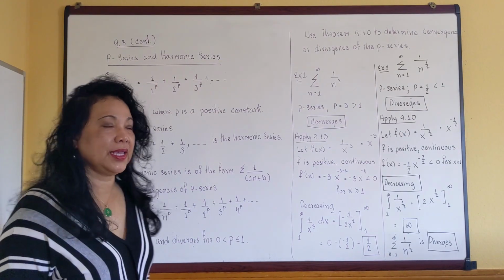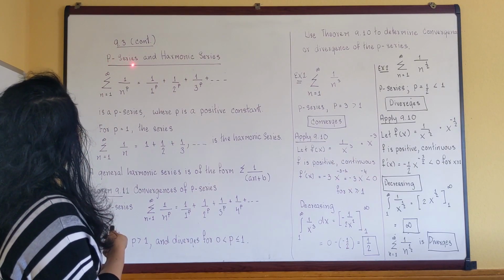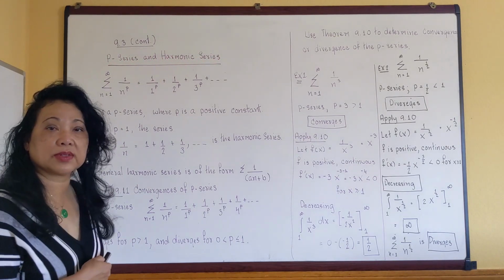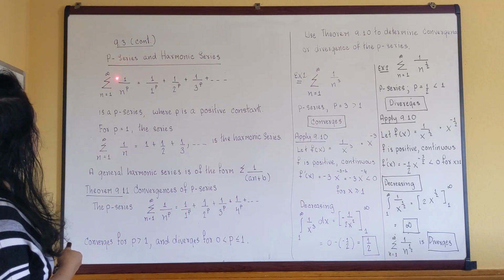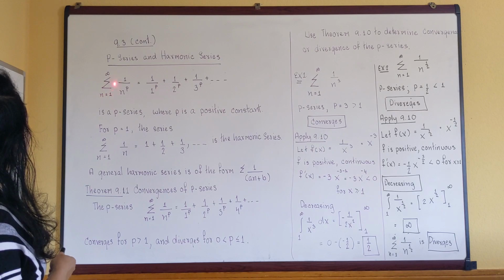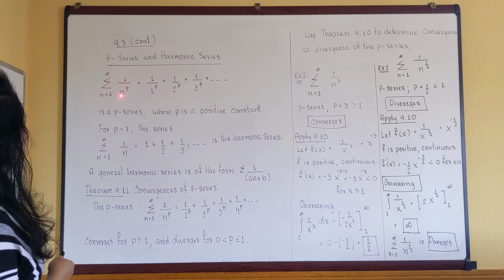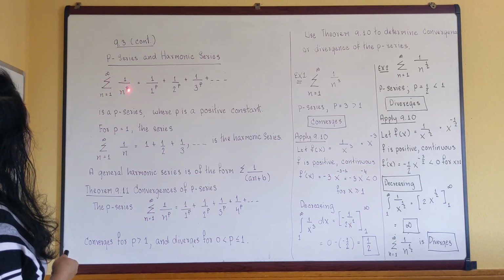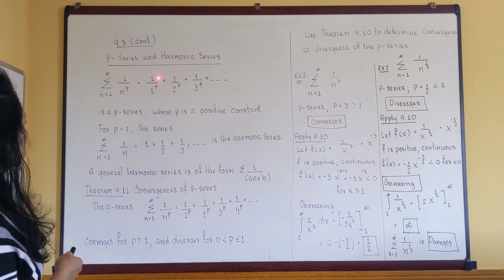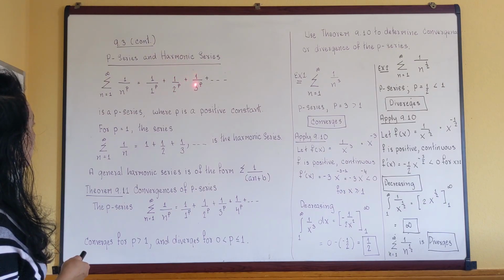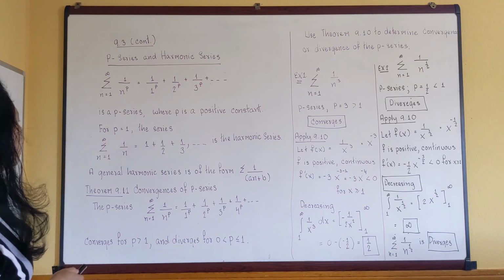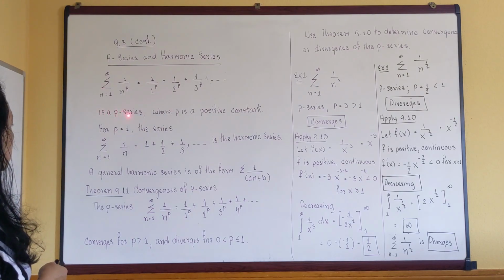Section 9.3. This is P series and harmonic series. Let me show you the form of the P series. It is sigma n from 1 to infinity, 1 over n to the p. If you expand this summation, you're going to have 1 over 1 to the p plus 1 over 2 to the p plus 1 over 3 to the p, and so on. This is the format of a P series.